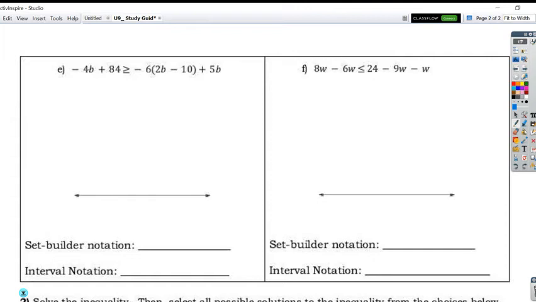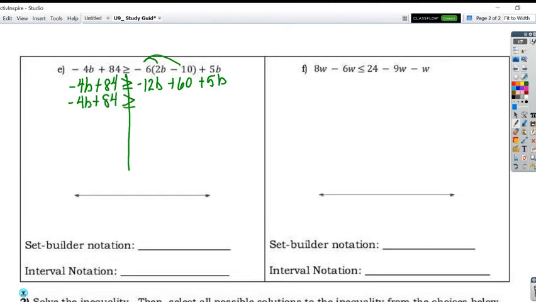As we go on to the back and check out this next example, we're going to have to distribute through here. So negative 4b plus 84 stays the same. It's still greater than or equal to. And we're going to go ahead and distribute negative 12b and distribute for a positive 60, bring down the plus 5b. Combining like terms, I don't have any like terms on the left. Keep that the same, greater than or equal to. And combine a negative 12b with a positive 5b. That makes negative 7b, and bring down the plus 60.